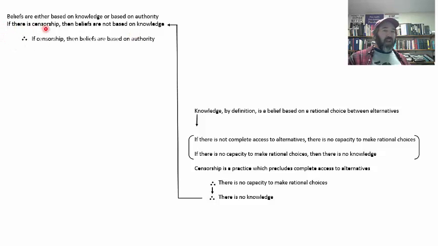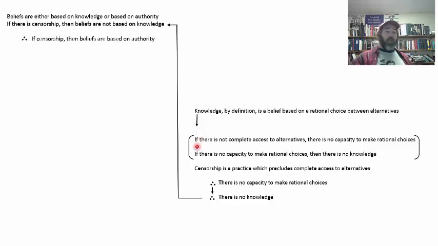Okay, he needs to support the claim that if there is censorship, then beliefs aren't based on knowledge, they're only based on authority. So he takes this definition of knowledge, and from this, he's able to generate, again, a two-part, two-hypothetical premise kind of initial claim here, right? That says where there is no complete access to alternatives, then there is no capacity to make rational choices. And if there's no capacity to make rational choices, there is no knowledge, right? He sets up this chain of reasoning based upon or inferred from the definition of knowledge that he gives us.